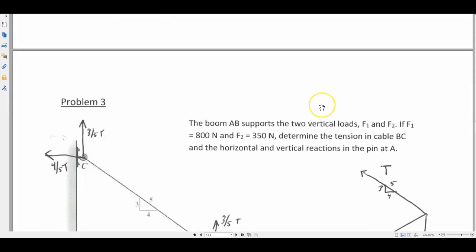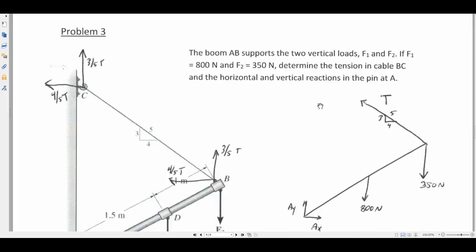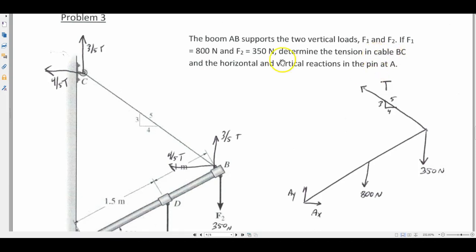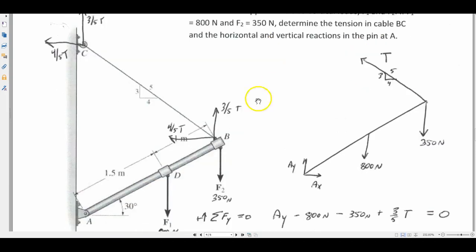All right, let's go to number 3. It says the boom AB supports 2 vertical loads, F1 and F2. If F1 is 800 newtons and F2 is 350 newtons, determine the tension in cable BC and the horizontal and vertical reactions at the pin at A. The key thing is the free body diagram, right?